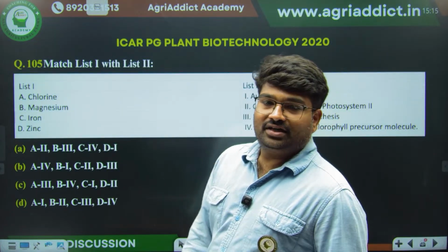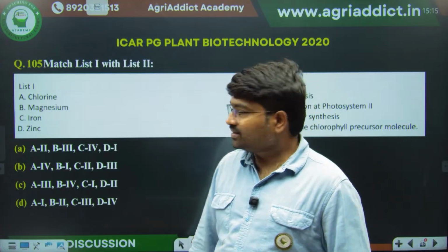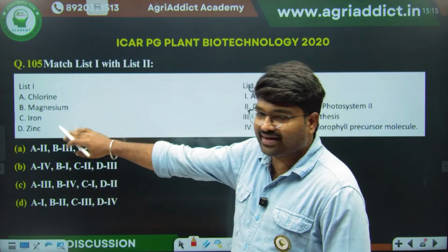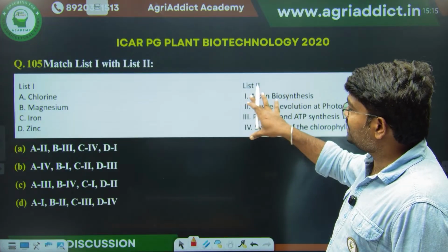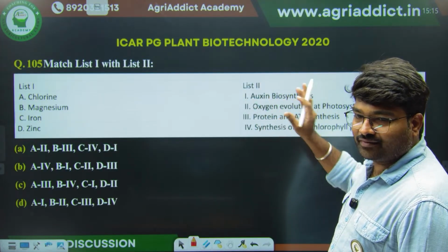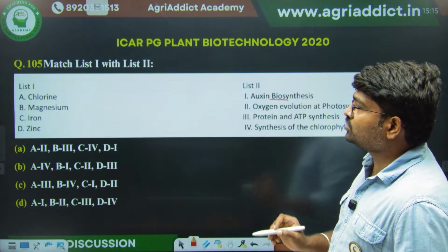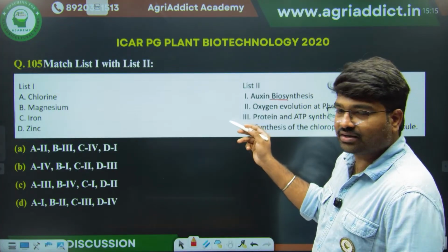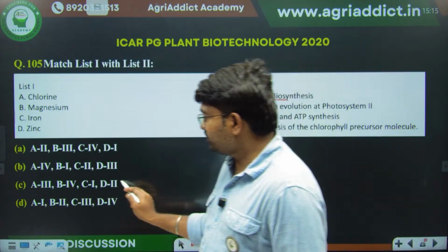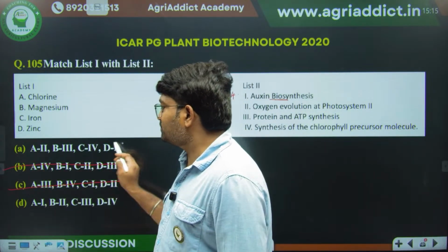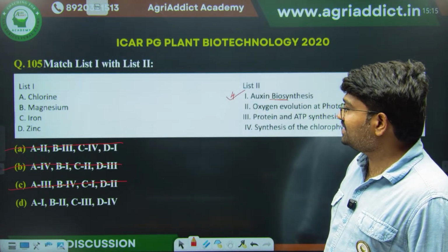Different mineral nutrients they have given, and they have given the different functions. See this one: chlorine, magnesium, iron, zinc they have given. We have to match the mineral nutrients that are required for different functions. We know for auxin biosynthesis, zinc is most important. So we can easily eliminate the remaining three options. Zinc is essential for auxin biosynthesis.